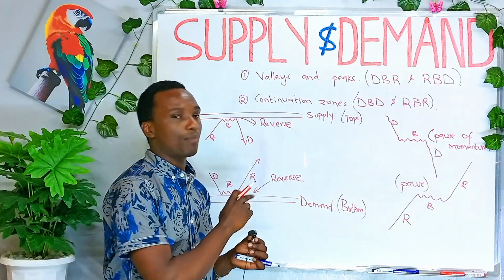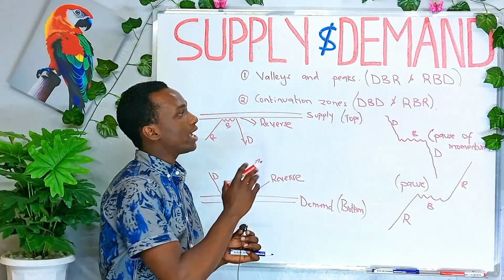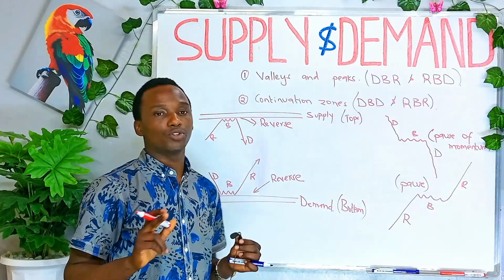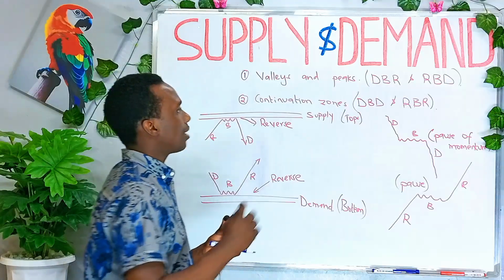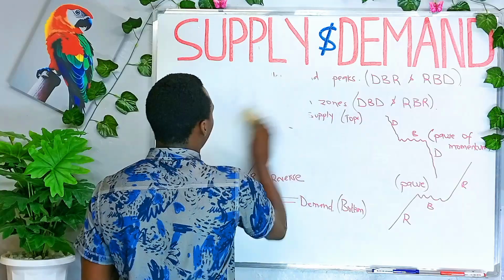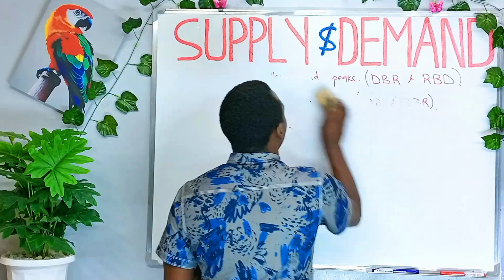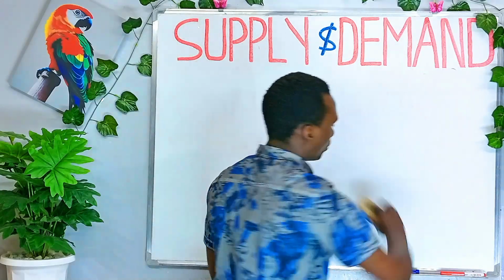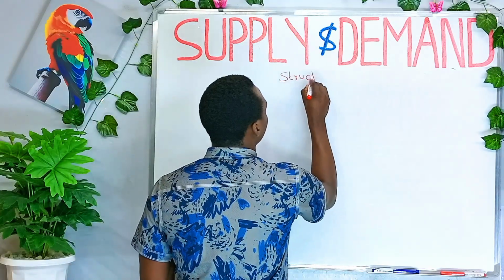Okay, any questions about this? None? Good. So in the next session, we are going to look at the structure of a demand and a supply zone so that you can correctly identify them when you see them. Okay, so I'm going to wrap this and look at now the structure of a demand zone and the structure of a supply zone.